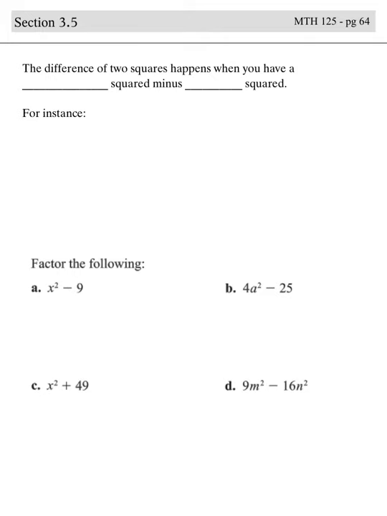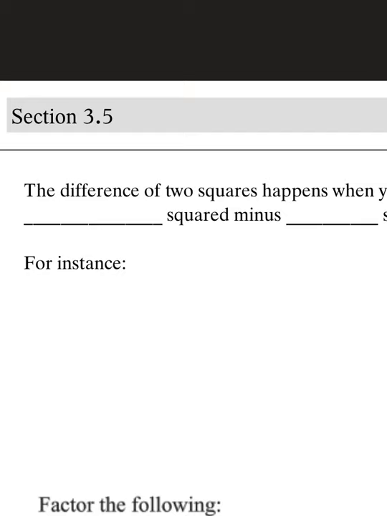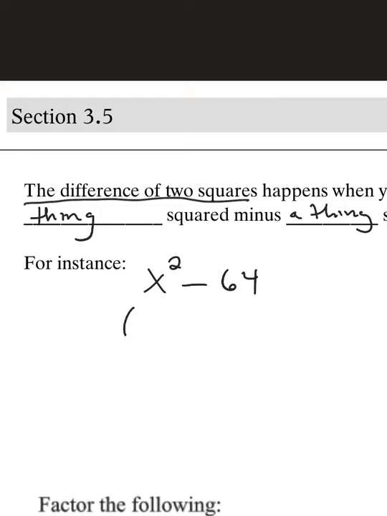We're on page 64. I'm still looking at some other examples of factoring. We're now getting into the special cases. One of the special cases is called the difference of two squares. This happens when you have a thing squared minus a thing squared. For instance, if you have x squared minus 64, I can rewrite this as something squared minus something squared. X squared is actually the variable x squared, and 64 is 8 squared.